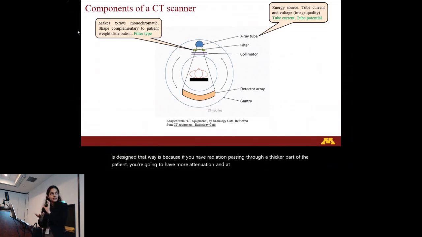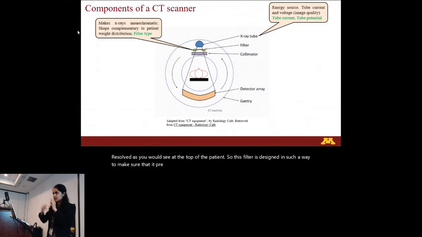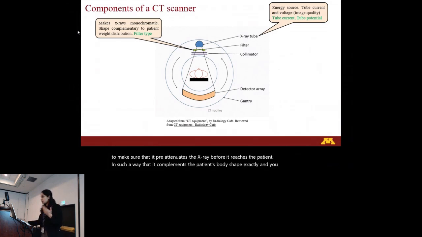And at the bottom, or the posterior side of the patient, you're not going to have enough radiation to create an image which is equally resolved as you would see at the top of the patient. So this filter is designed to pre-attenuate the X-ray before it reaches the patient, in such a way that it complements the patient's body shape exactly, and you don't lose image quality.